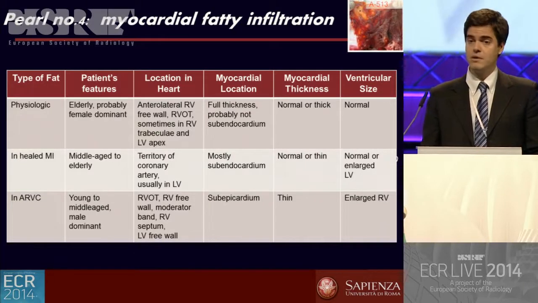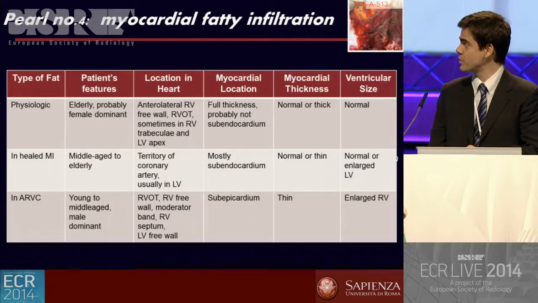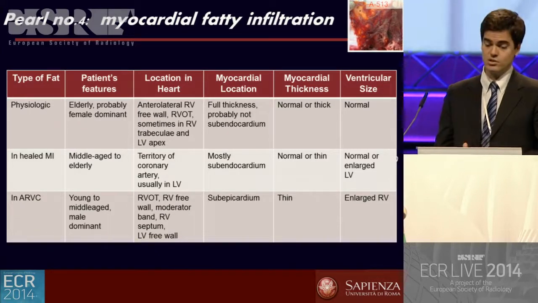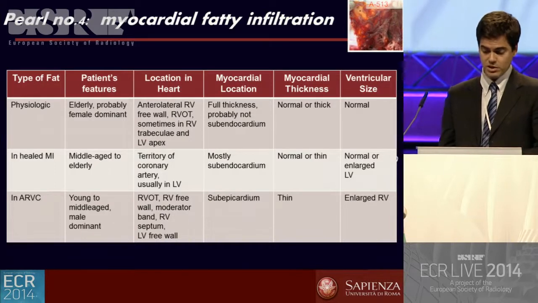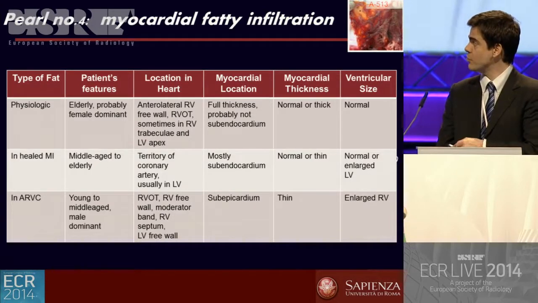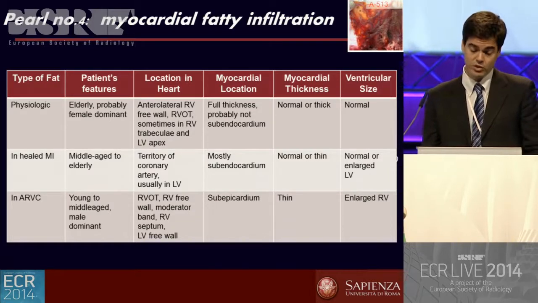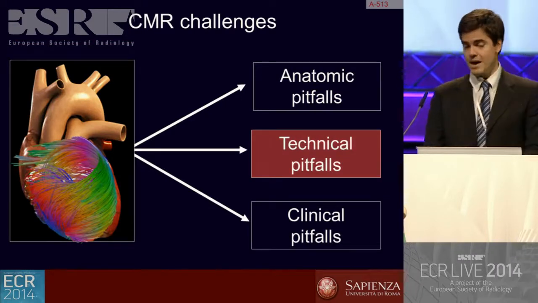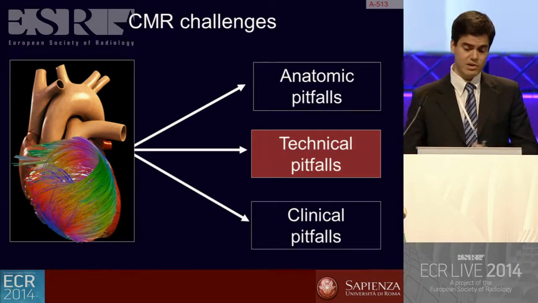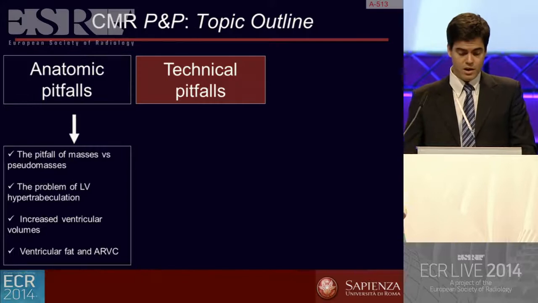Again, from the review I showed you, I have summarized and readapted this table showing the different location of fat in physiological, healed myocardial infarction, and arrhythmogenic right ventricular cardiomyopathy. And if you review these images, we have a lot of hints to differentiate the three conditions. So we've finished this extensive anatomic pitfall part because I think it's part of what we mostly see, and focus on the technical pitfalls of cardiac MR, which are several.